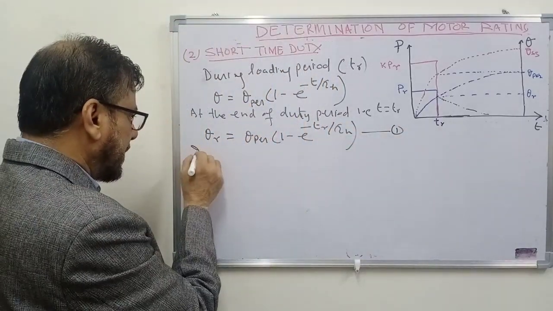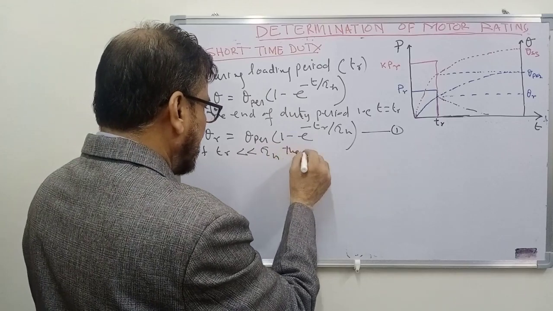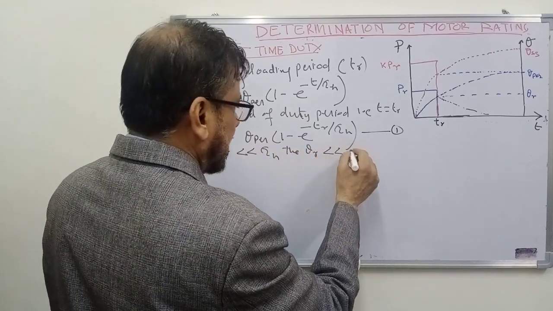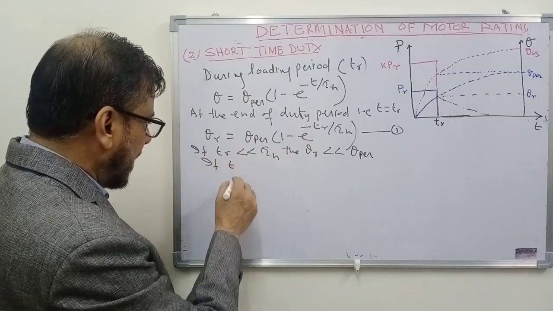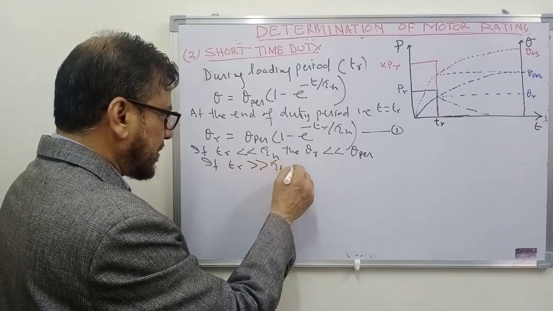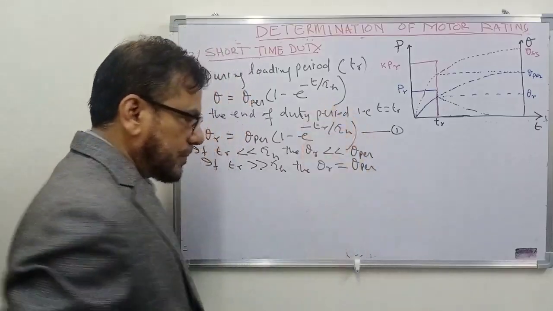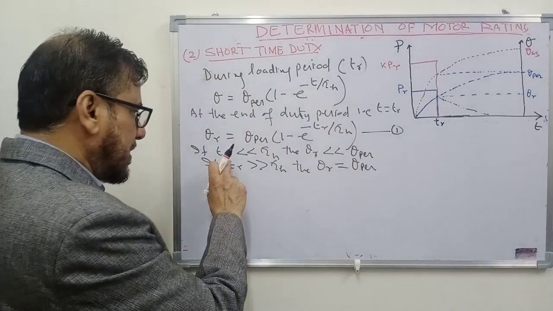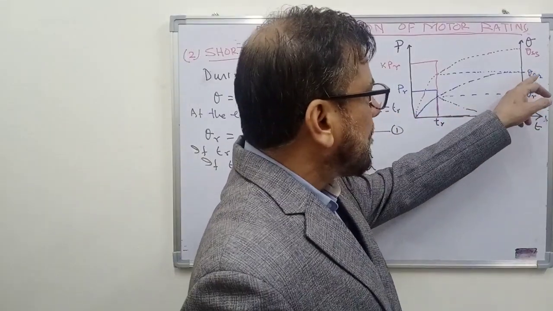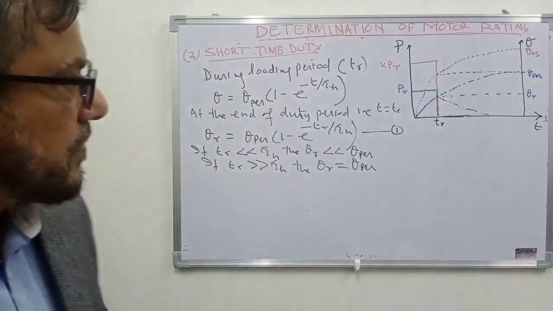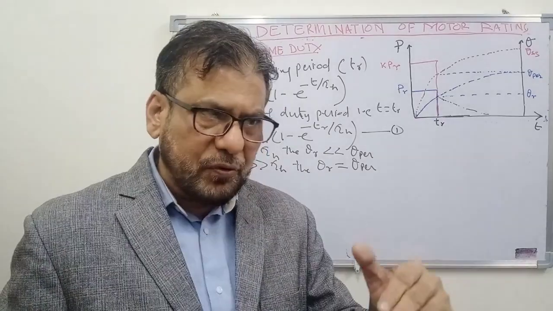And of course, if TR is much less than the heating time constant of the motor, then theta R will be much less than the permissible temperature rise of the motor. And in case TR is much greater than tau h, the heating time constant, then the temperature rise will be equal to theta permissible. In this case TR is much less than tau h, so the temperature rise during this period is much less than the permissible temperature rise. So what we can do now is overload the motor, or for a given load demand you can select a motor of lower power rating.